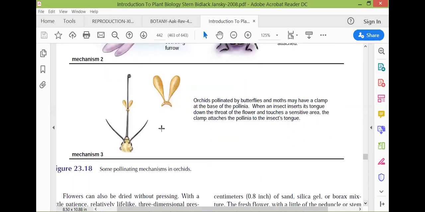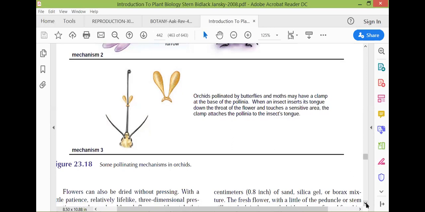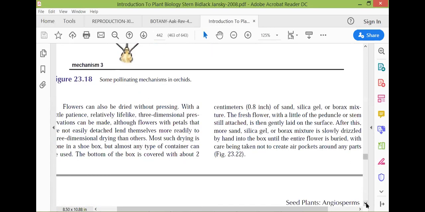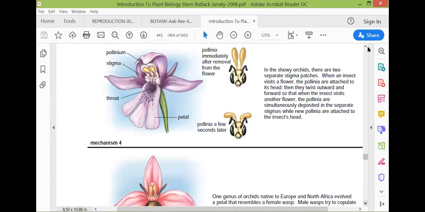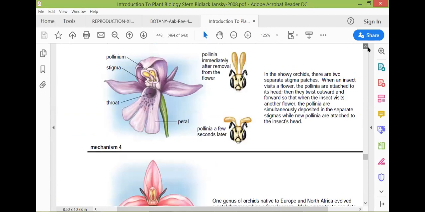Now you see, this is the special architecture. Orchids pollinated by butterflies and moths may have a clamp at the base of the pollinia. This one. When an insect inserts its tongue down the throat of the flower and touches a sensitive area, the clamp attaches the pollinia to the insect's tongue. Now see, it stuck to it. So these are different mechanisms by which a plant has promoted pollination. This is another concept. This is one flower. They are trying to explain different types.